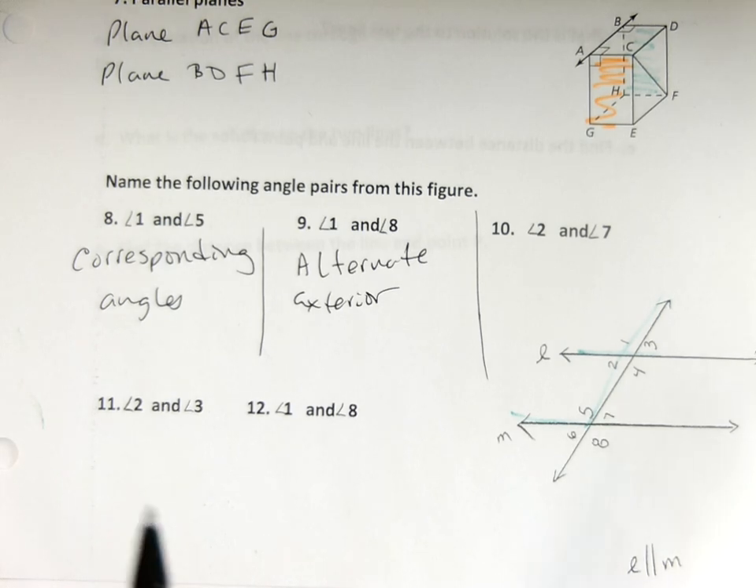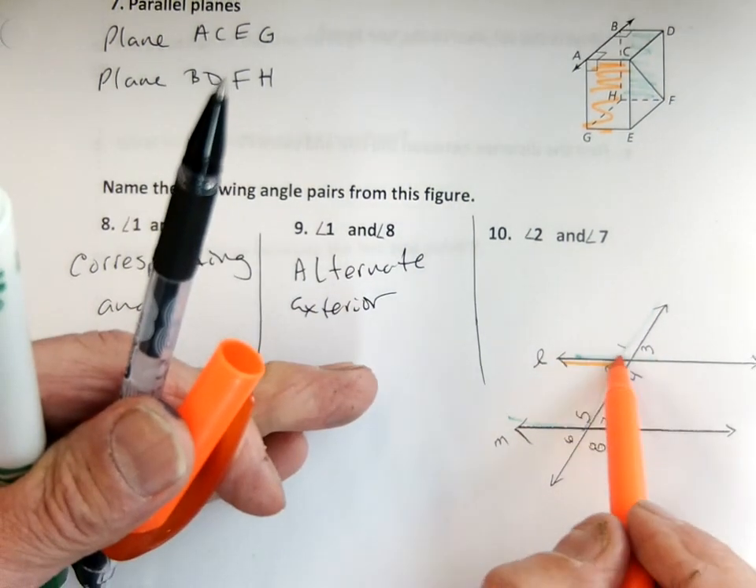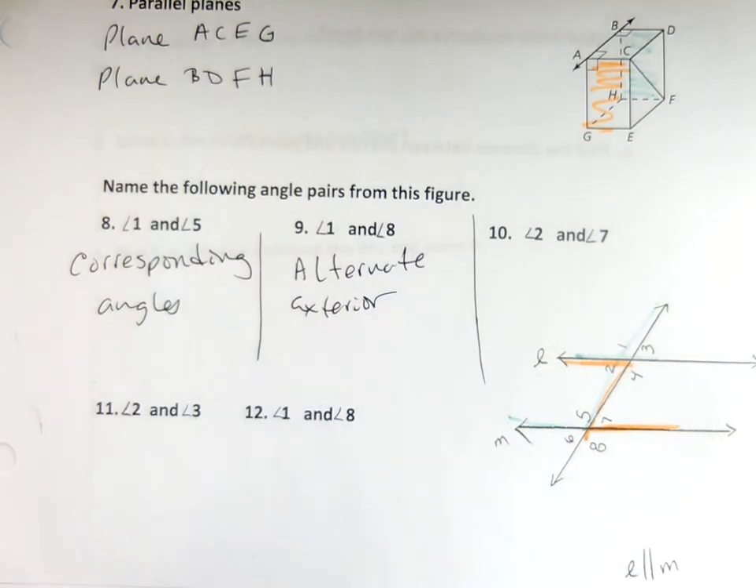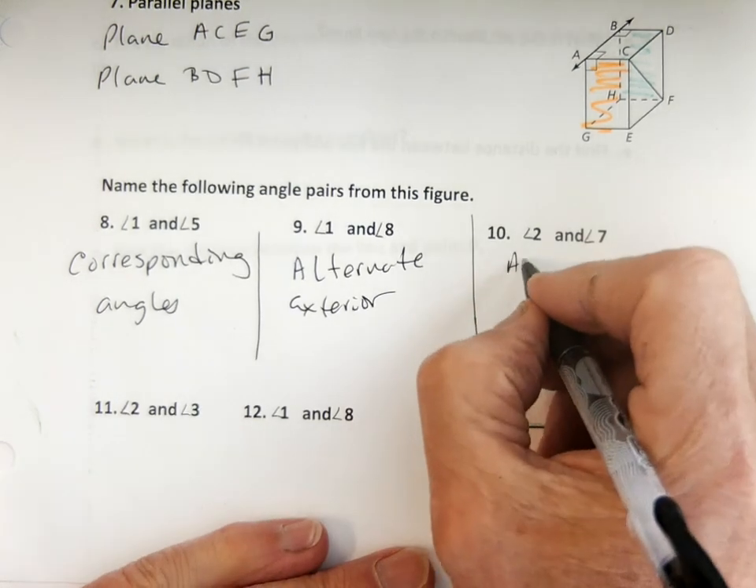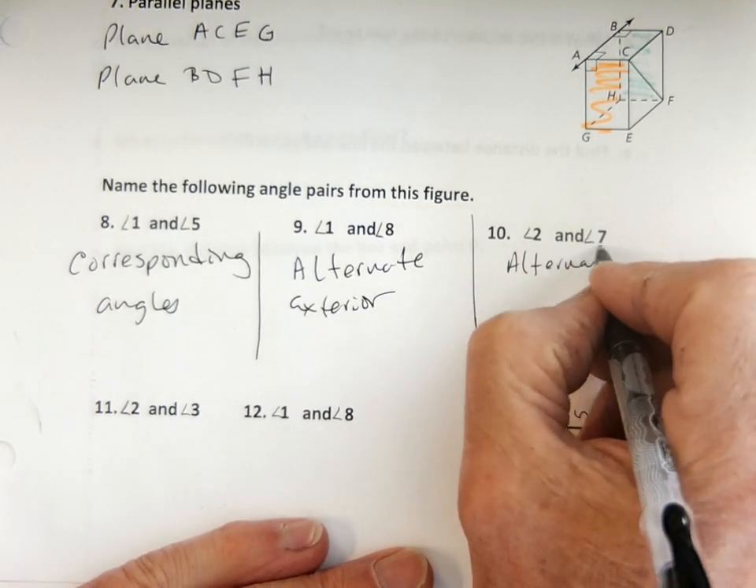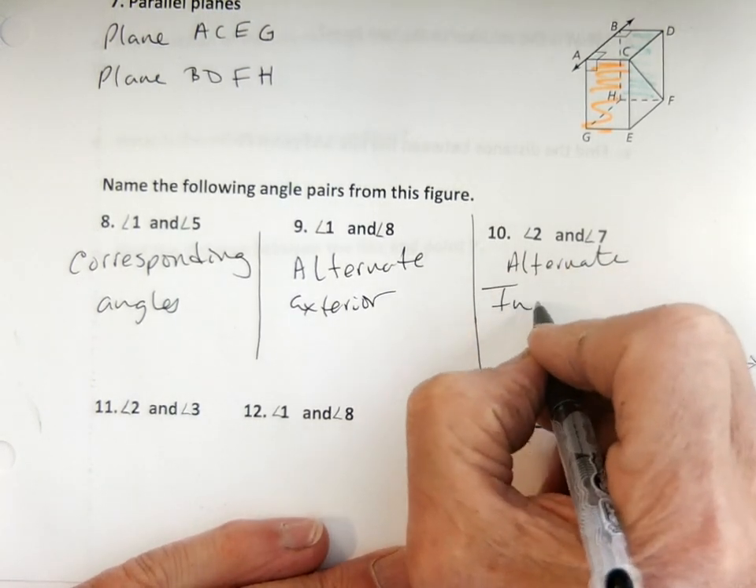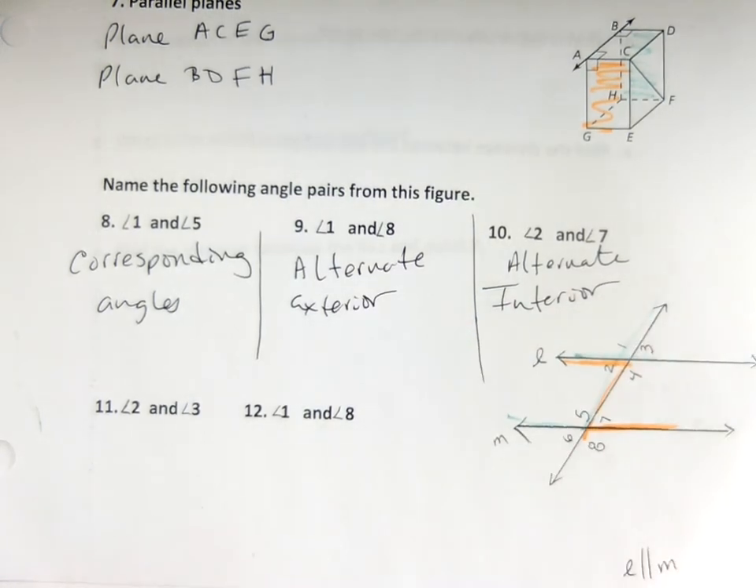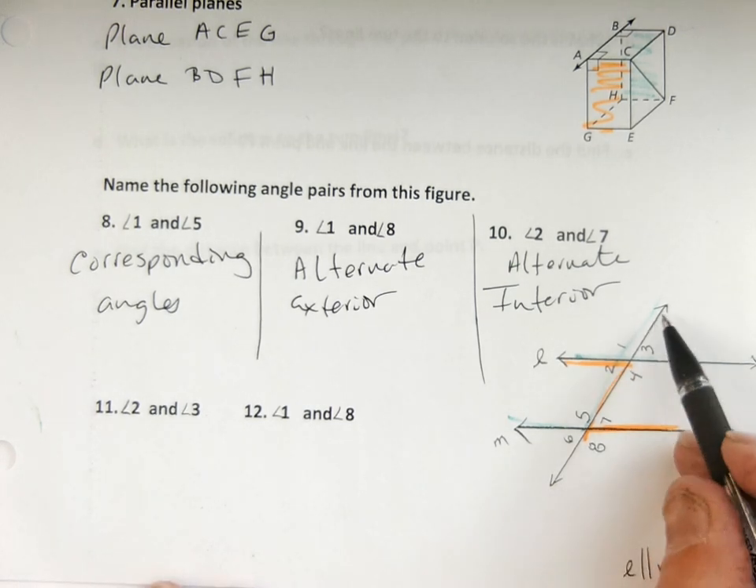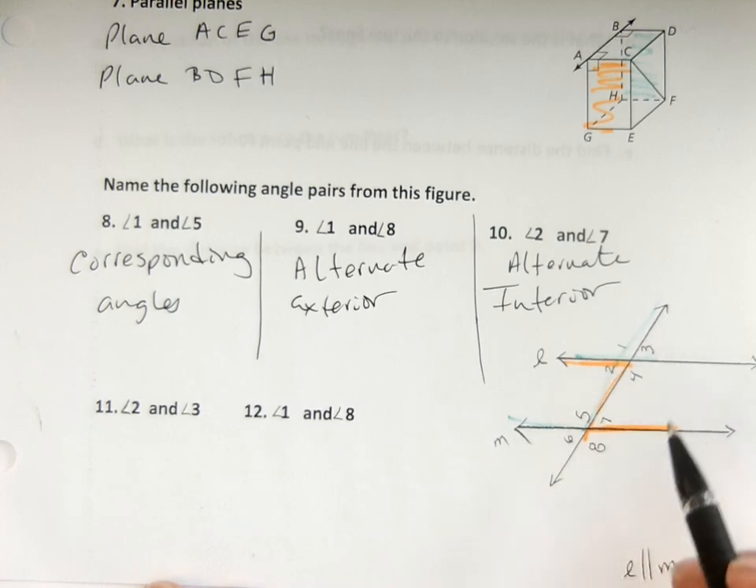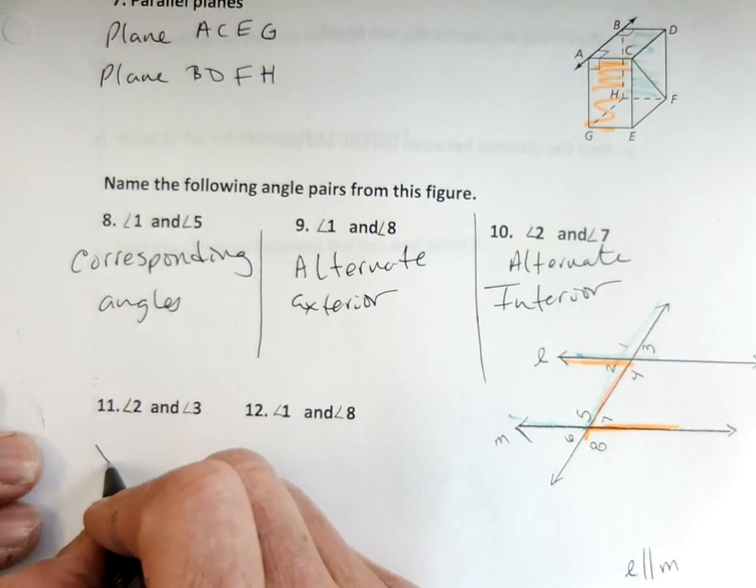Two and seven, I see the Z, right? They alternate and they're in the interior, so how about alternate interior? Two and three kind of make a V, don't they? See how they make a V? 2 and 3 make a V. Vertical angles.